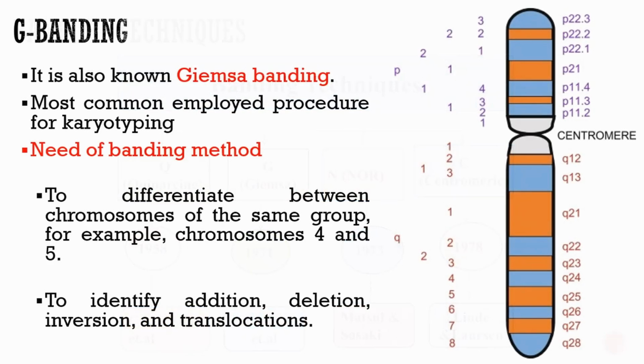G banding is also known as Giemsa banding. It is the most commonly employed method for karyotyping, and the need for the banding method is to differentiate between the chromosomes of the same group, for example, chromosome 4 and 5, and also to identify the various chromosomal anomalies like addition, deletion, inversion, and translocation on the chromosomes.